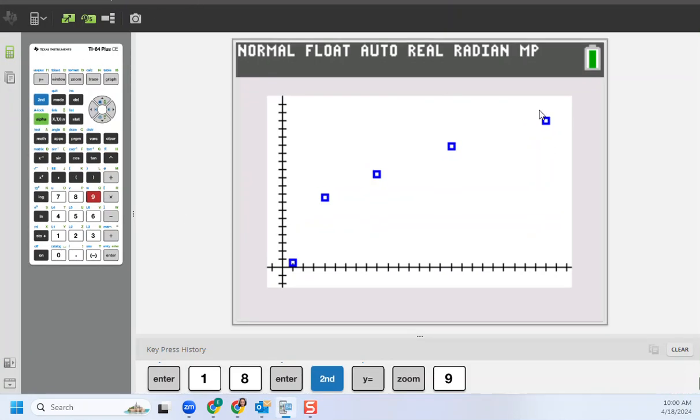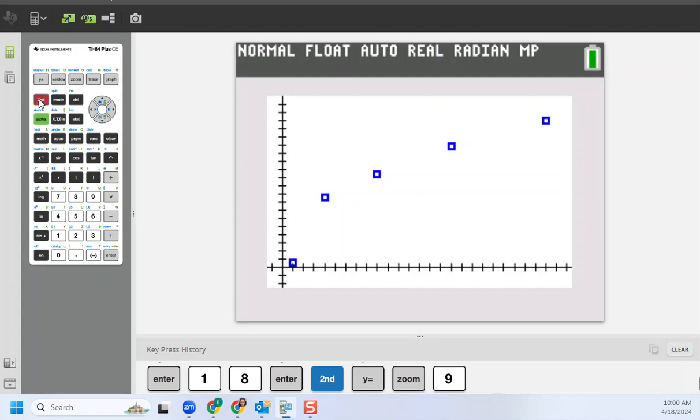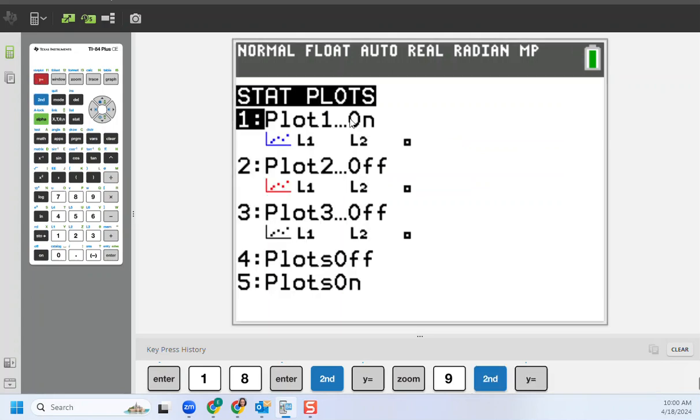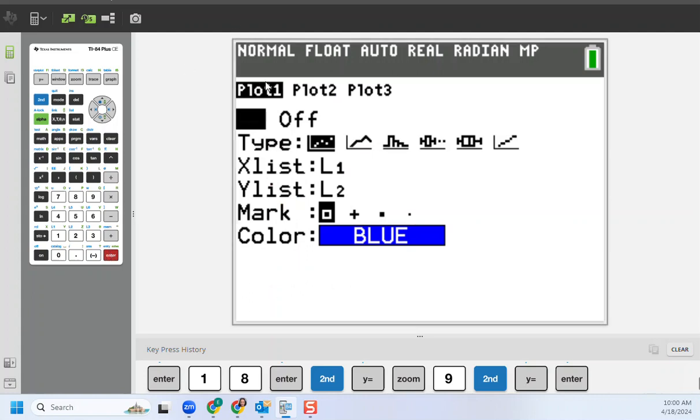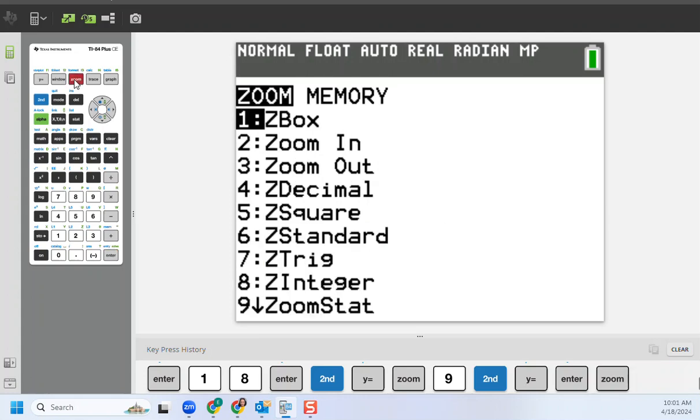So the first thing you have to do is make sure your plot's turned on. So go to second and then Y equals. And if this is off up here, then you press enter. And you have to press enter on and go through the whole list. Okay? And then after that, you're going to do zoom and then stat plot. Zoom stat, which is 9.